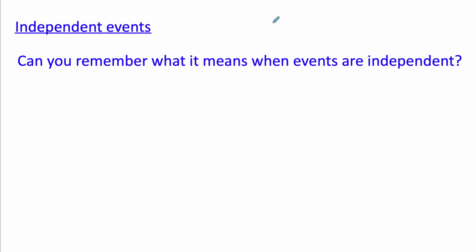So we will have talked about independent events in year 1, and just as a bit of a recap, I just want you to think about what it means if events are independent and anything else you can think of to do with independent events. We talked about independent events to do with Venn diagrams. We had an equation to do with independent events, and I'd just like you to think about that for a second.